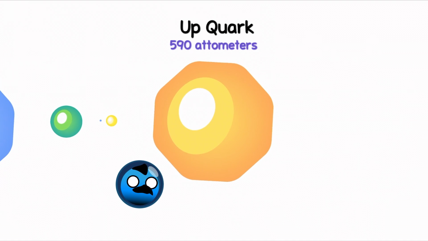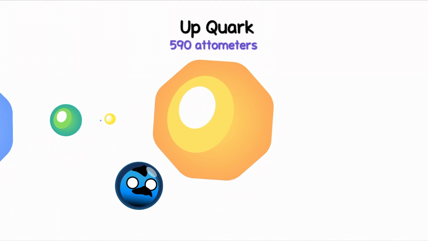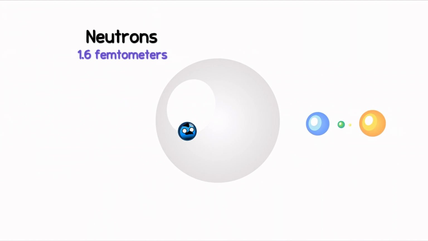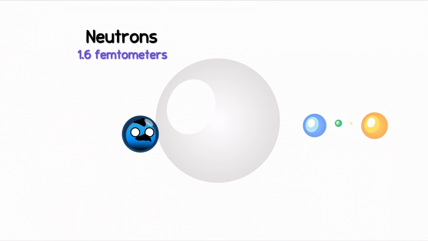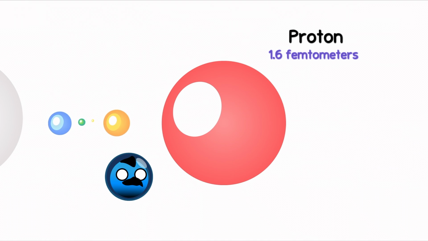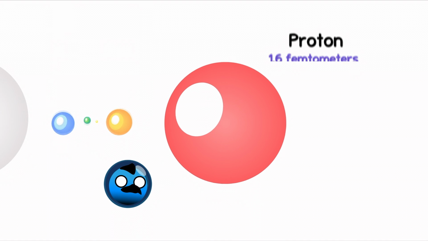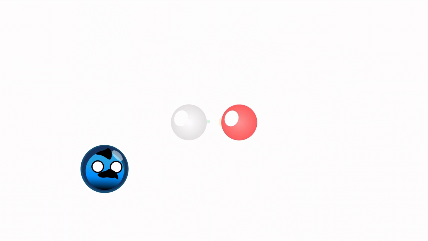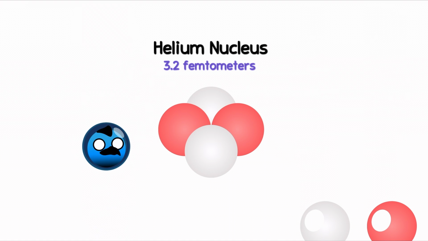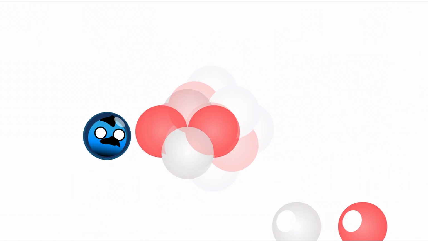Up quark, 590 atometers, a tiny elementary particle with a positive electric charge. Neutrons, 1.6 femtometers, subatomic particles found in atoms with no electric charge. Proton, 1.6 femtometers, positive subatomic particles. Helium nucleus, 3.2 femtometers, contains 2 protons and 2 neutrons.